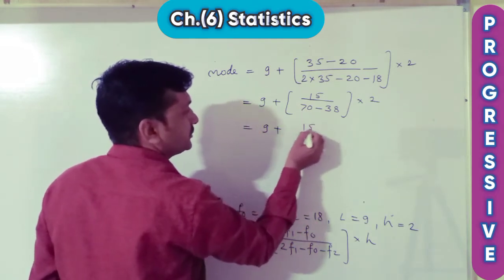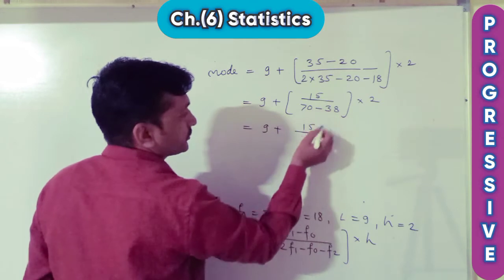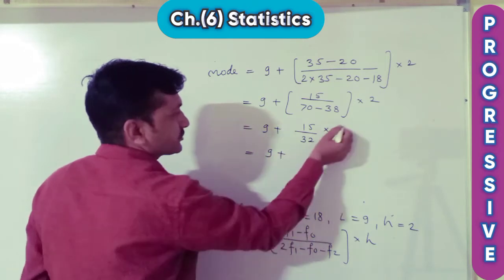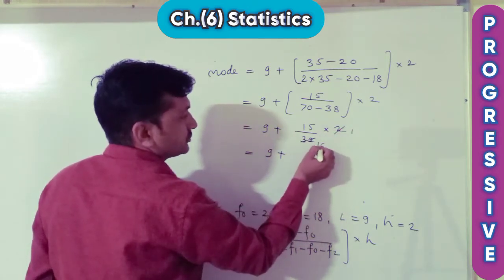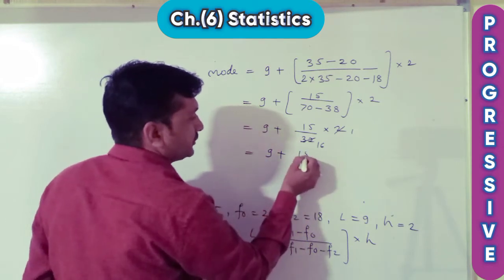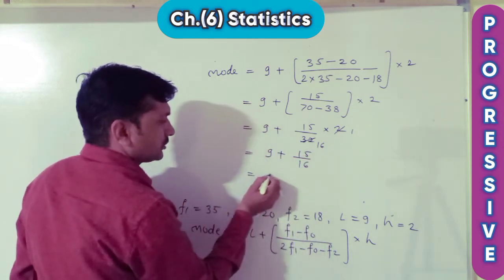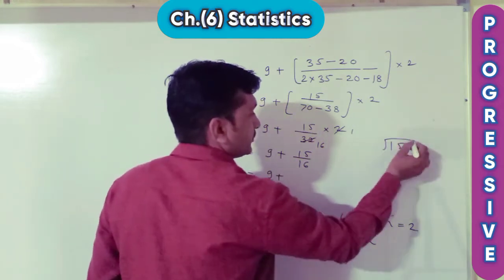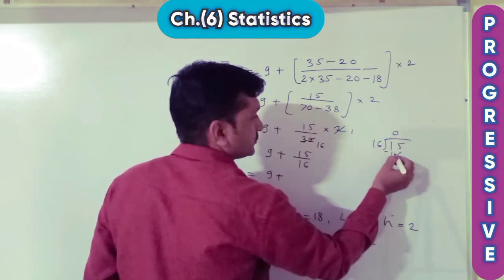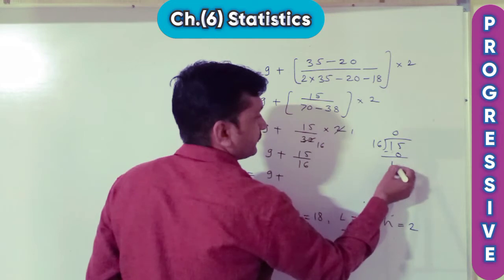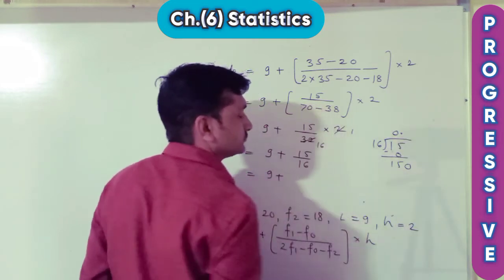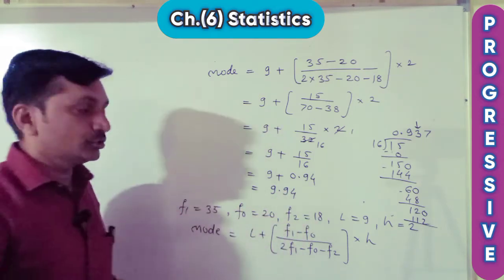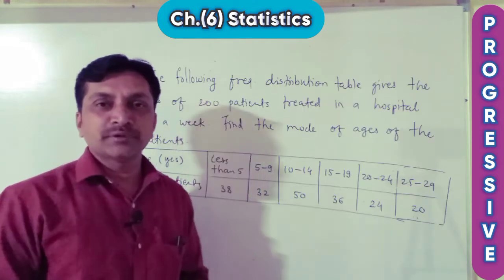9 plus 15 upon, now here subtraction, 70 minus 38 is 32, multiplied by 2. 9 plus, reduction by 2: 1s are here, 16 2s are 32, so 15 upon 16. Now 9 plus, here I do 15 divided by 16, 0 decimal point, taking 2 digits, therefore it is 9.94. Therefore the mode is 9.94. Let's see example number 4.